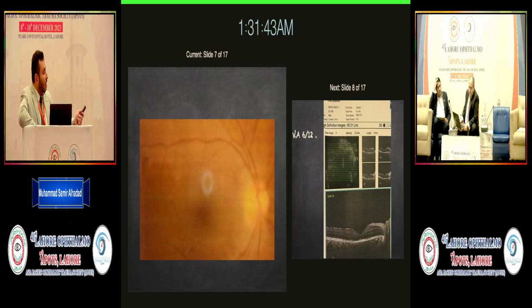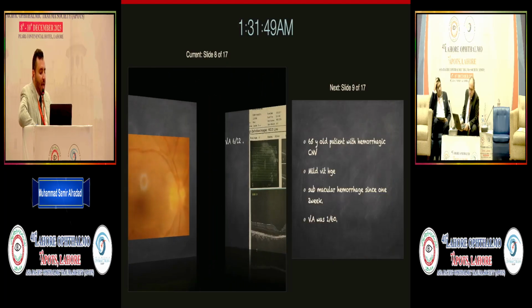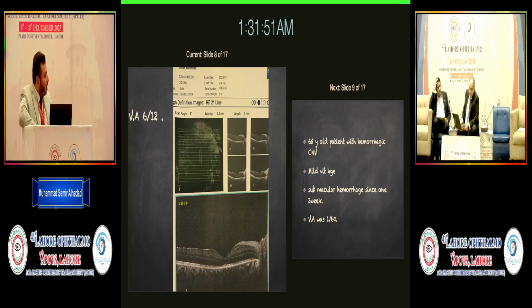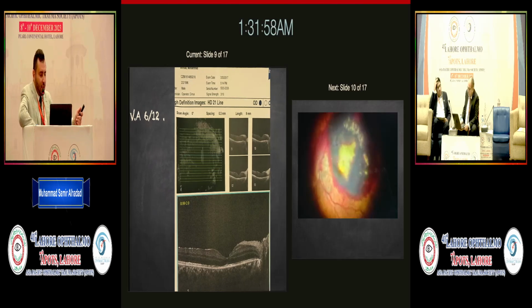So this is the photo of the patient after about 1 week or 10 days, there is no hemorrhage again, and this is the OCT of the patient, back to normal. There is no hemorrhage, there is no neurosensory detachment.